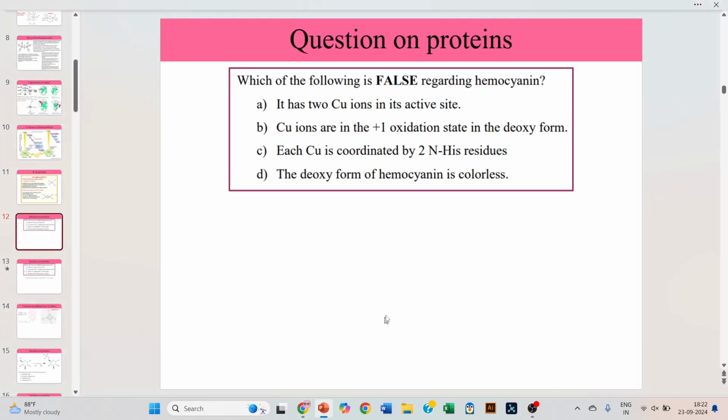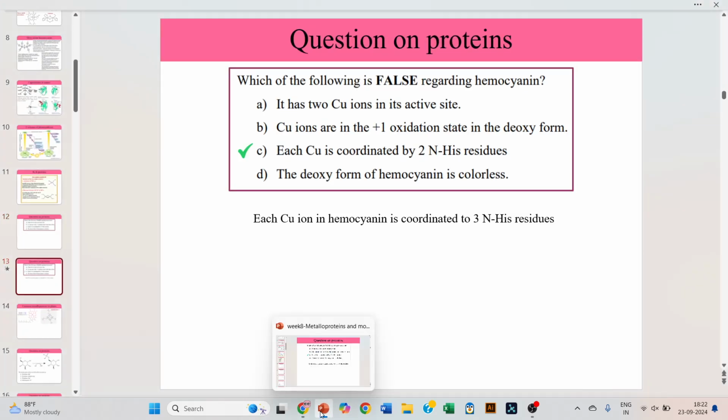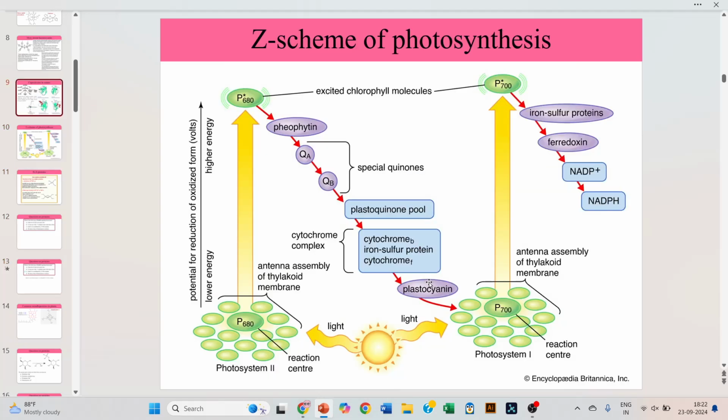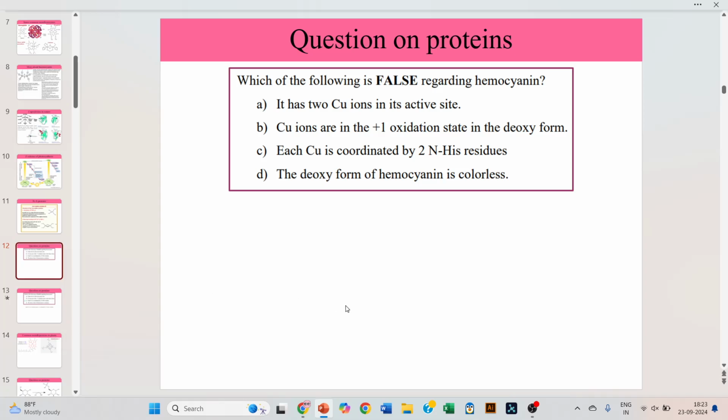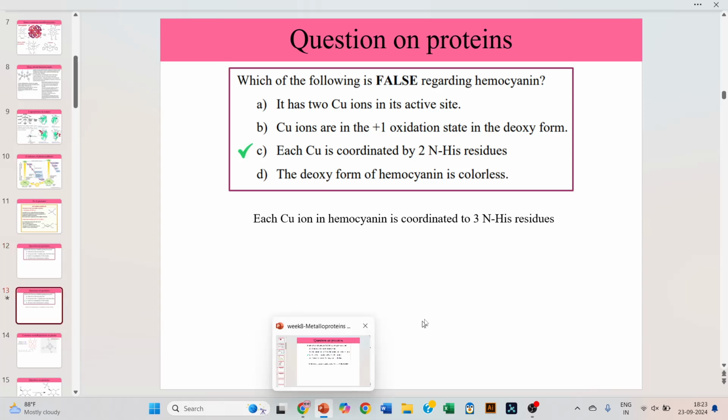Let's see. Okay. Yes, that is very correct. If you go back to the structure of hemocyanin, you will see that every Cu atom is bound by 3 histidine residues, plus the oxidation state is +1 in deoxyhemocyanin and +2 in oxyhemocyanin. Also, deoxyhemocyanin is colorless, but when oxygen is added, it becomes blue in color. So very good. You have understood this.